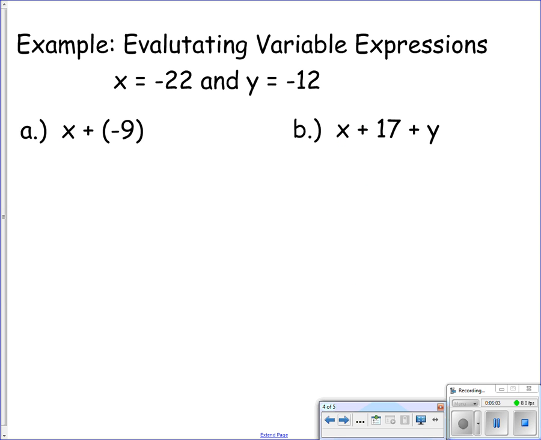Okay, my next slide is evaluating variable expressions. So there would be work, and you do have to show that substitution step. All I'm going to do with this one is first plug in the number for the variable, and then do the answer. For the first one, I'm going to do negative 22 plus negative 9. The only reason I'm putting parentheses around the negative 9 is so you can tell the difference between a plus and a minus later when we get into more problems. It makes it a little easier to read.